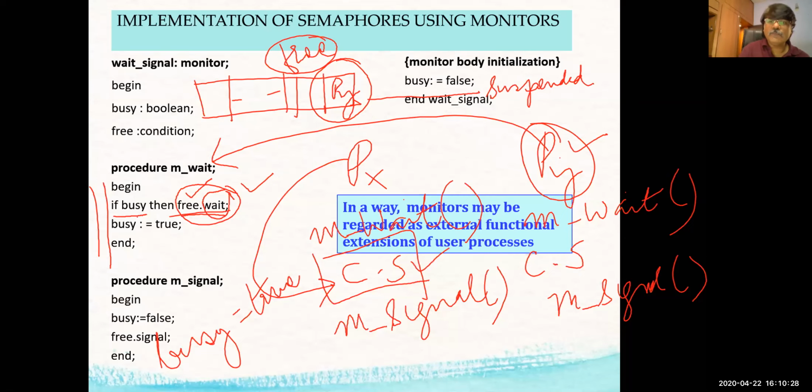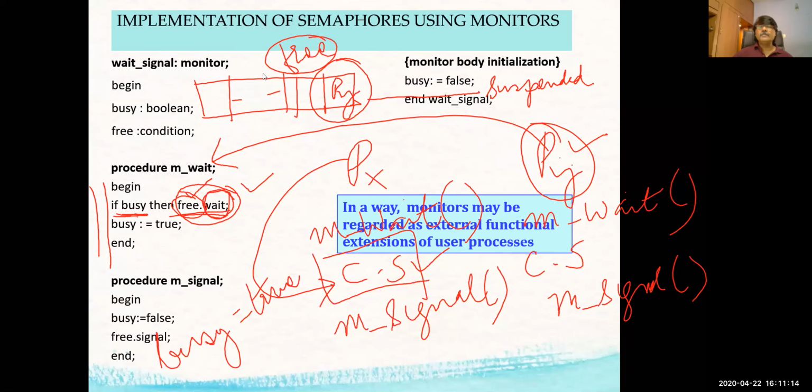Free.wait means if process Y has invoked the function mwait, and if the resource is busy, that is busy is equal to true, then free.wait means make process Y wait in the header of the queue called free. So as long as PX is in the critical section, process Y will be in the waiting state, suspended in the header of the queue. That header of the queue is called free. Now see what happens.